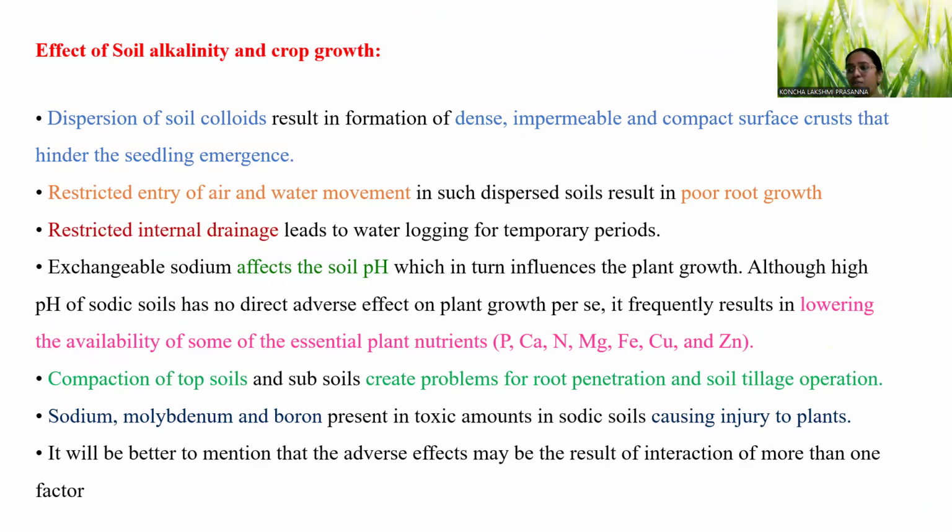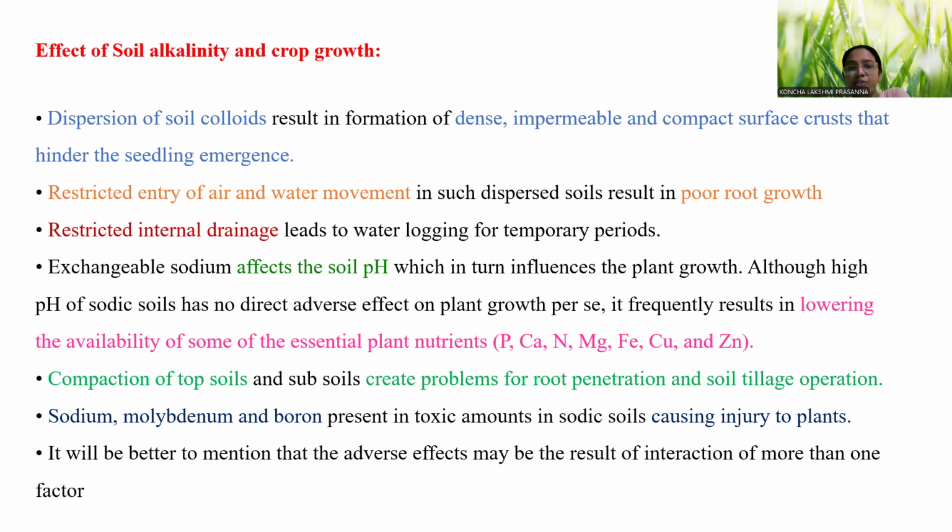Next is the effect of soil alkalinity on plant growth. With increase in sodicity, the physical properties are adversely affected and cause various problems to plant growth and development. Adverse effects on plant growth include dispersion of the soil colloids. Dispersion of the soil colloids results in an impermeable and compact surface crust that hinders seedling germination. Seedling germination and seedling emergence are affected because of the dispersion of soil colloids. It also causes restricted entry of air and water movement, which leads to poor root growth.